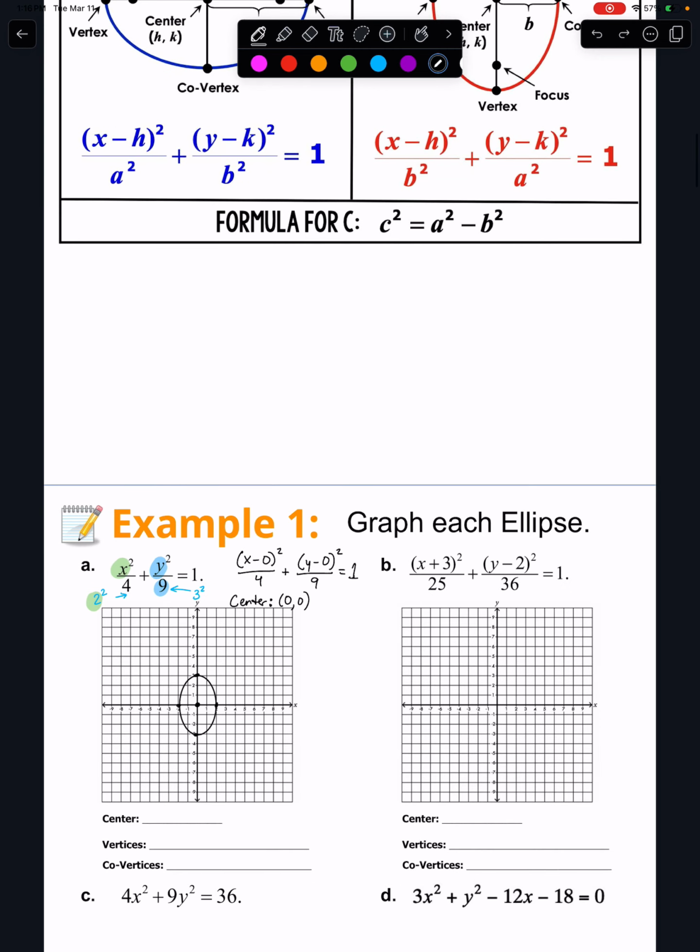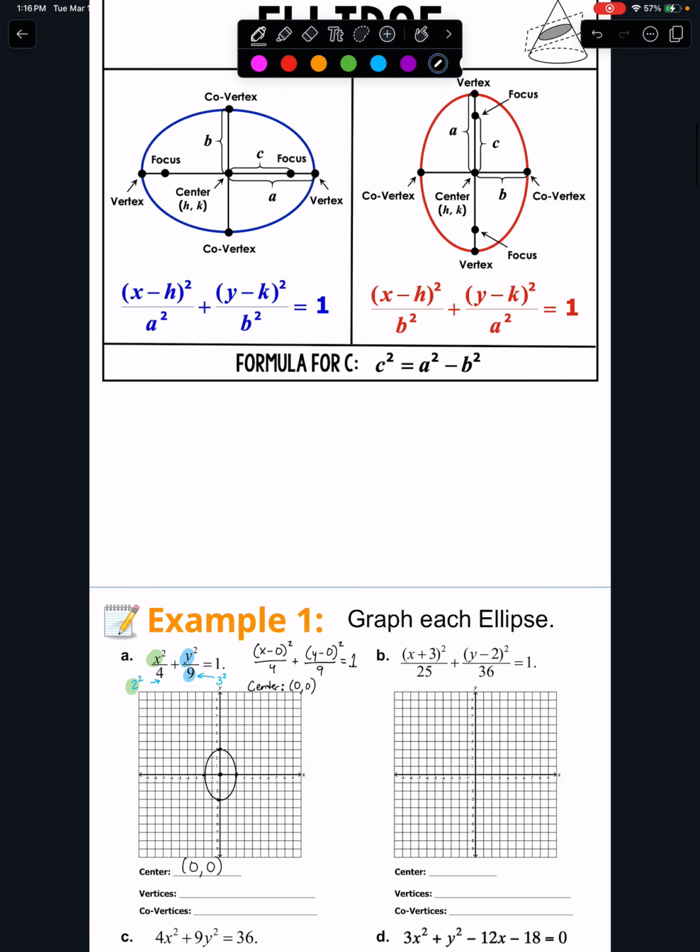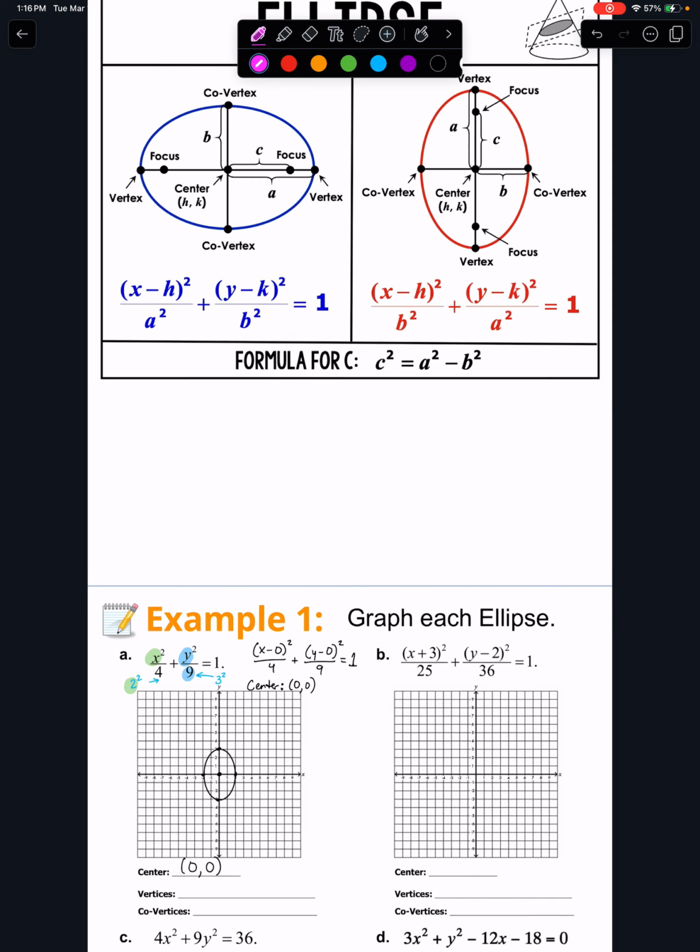So our center is 0, 0. Our vertices are going to be the points that fall on our longest axis, if you will. So our vertices and co-vertices. In this case, our vertices are going to be these points. Let me go ahead and mark them with pink. And our co-vertices are always going to be on the smaller side.